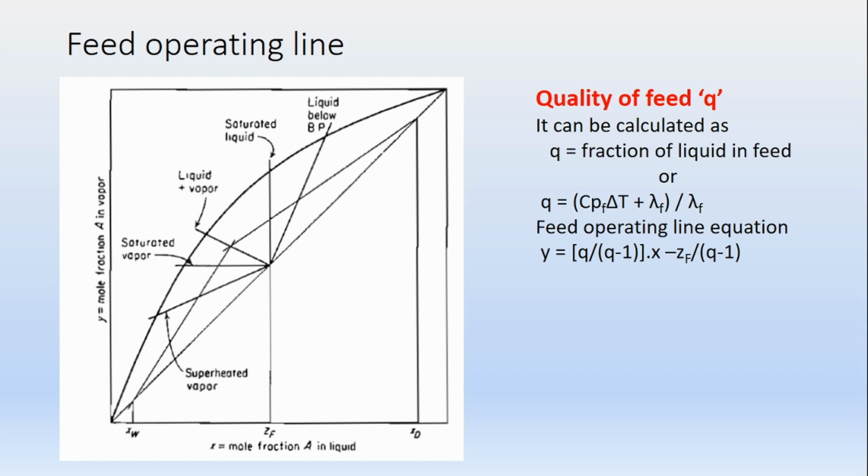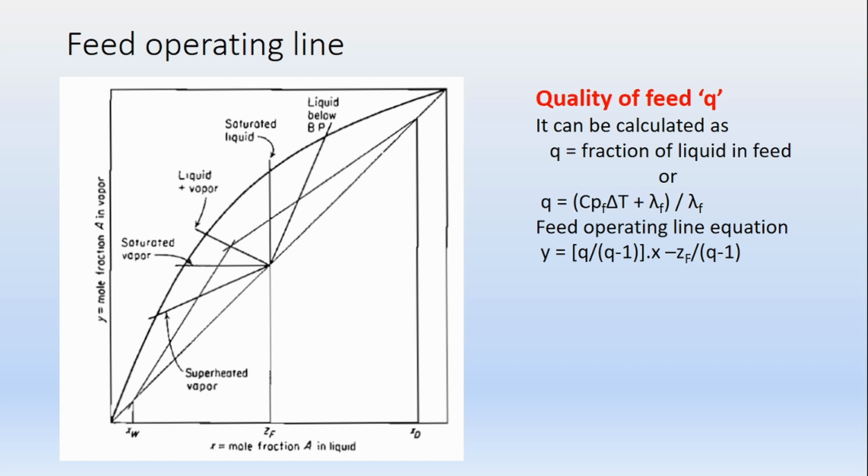So the feed line was vertical in this case, so we had used it for when the feed is at its bubble point or it is a saturated liquid, but we can have different conditions of feed. What happens if the liquid is below its bubble point? What happens when the feed is a mixture of liquid and vapor? What happens when the feed is a saturated vapor? What happens when the feed is a superheated vapor? So we get different types of the feed operating line.